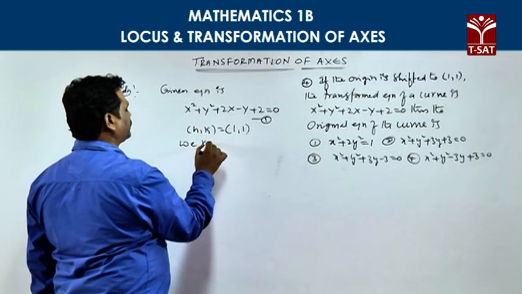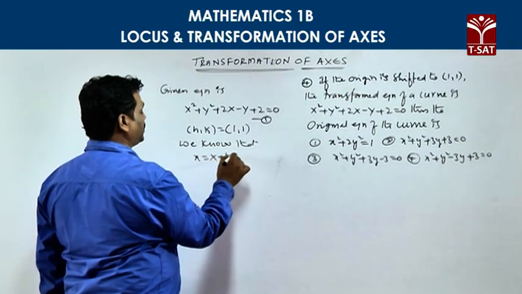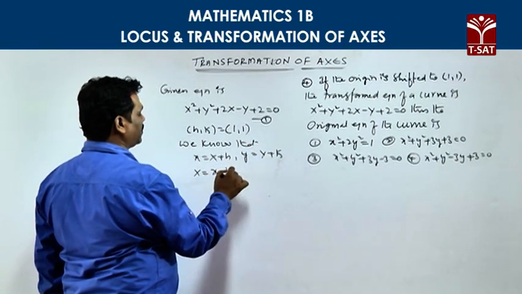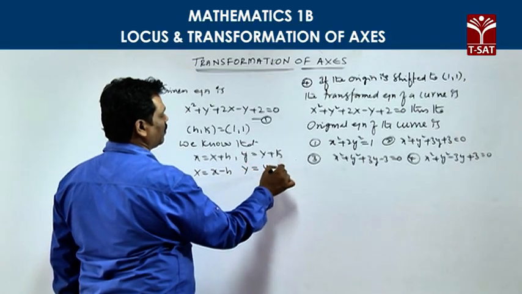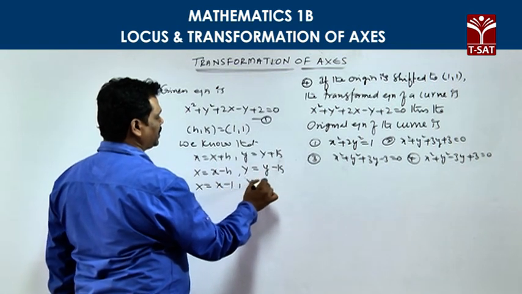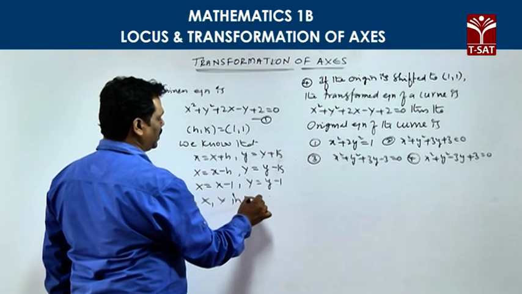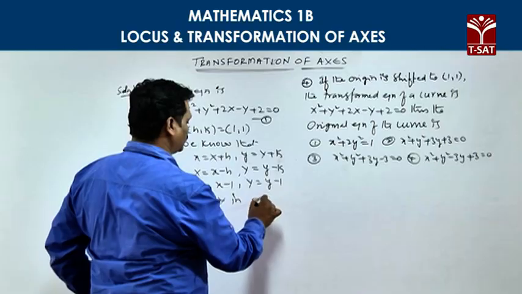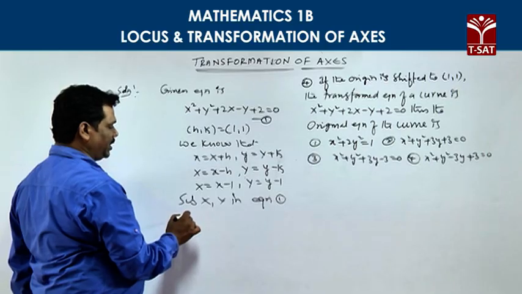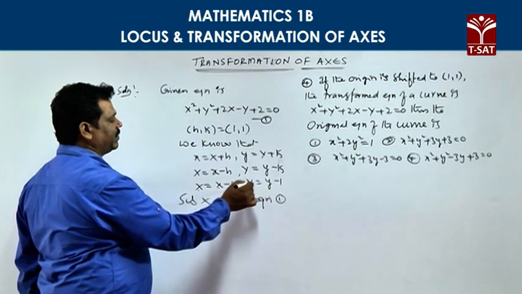We know that small x = capital X + h, small y = capital Y + k. So capital X = small x - h, capital Y = small y - k. Capital X = x - 1, capital Y = y - 1. Substituting capital X and capital Y in equation number 1, using capital X = x - 1 and capital Y = y - 1.